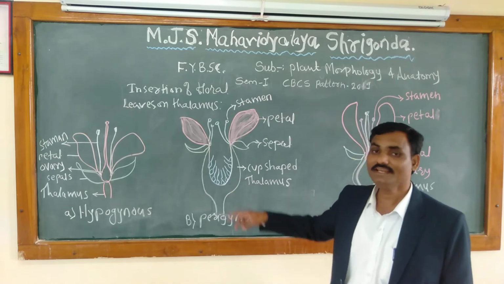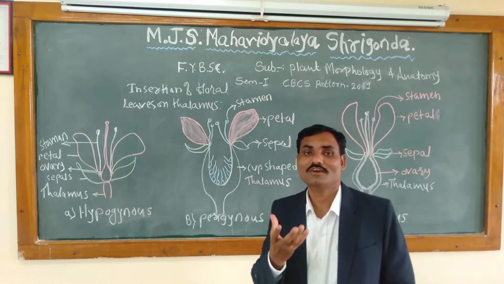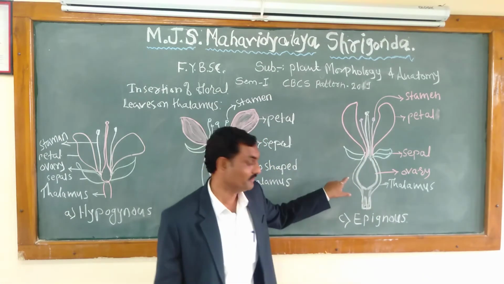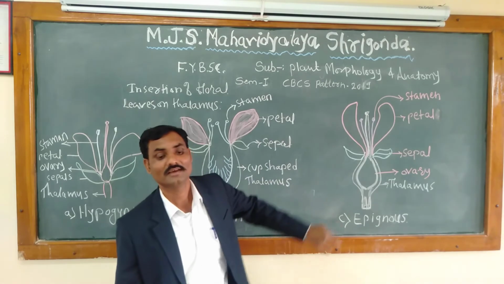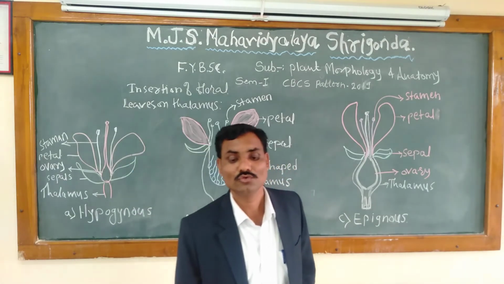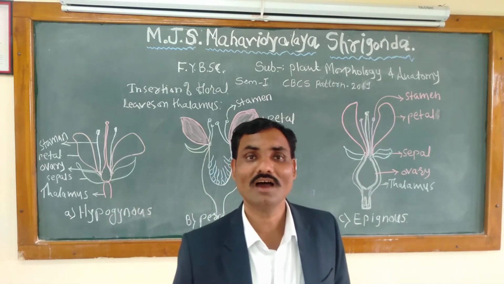The ovary is in a cup-shaped structure of the thalamus. And the examples of this epigynous flower are sunflower, tuberose, strawberry, and ixora.